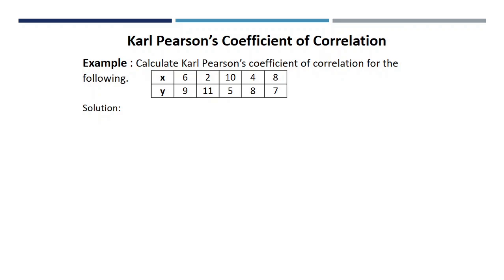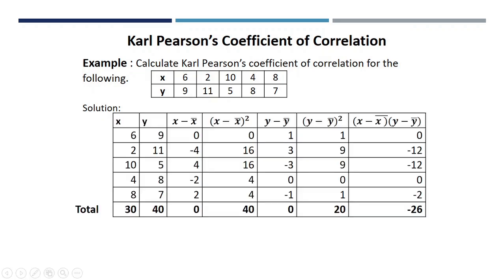Now let's see with examples. Calculate Karlpearson's coefficient of correlation for the following. This is a bivariate distribution. Here we have the x values and y values. We are preparing a table like this.